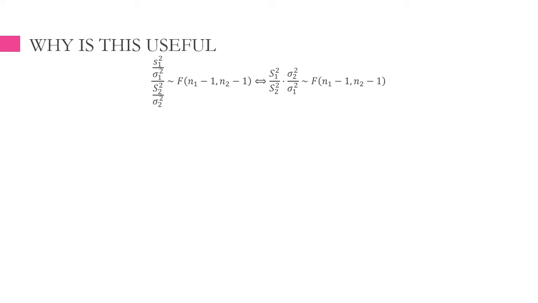There's nothing fancy here. Basically what we have is a ratio of two sample variances, and we're multiplying it by the inverse of the population variances. I say inverse because the ones need to be grouped together and the twos grouped together. So anyway, that is an F distribution.